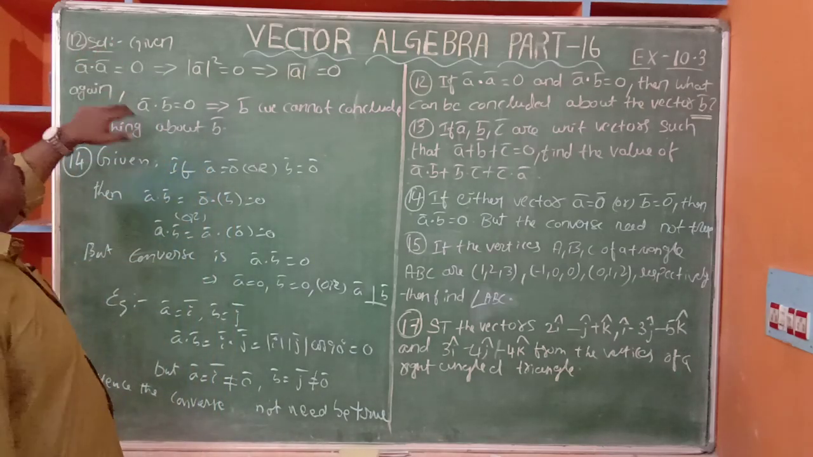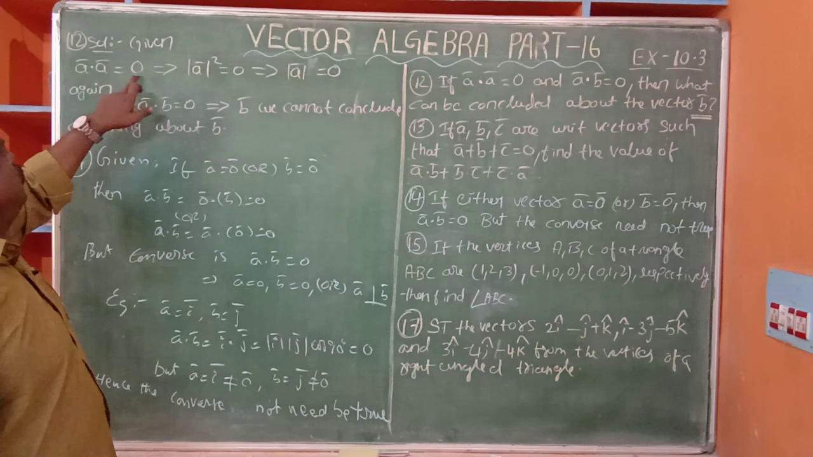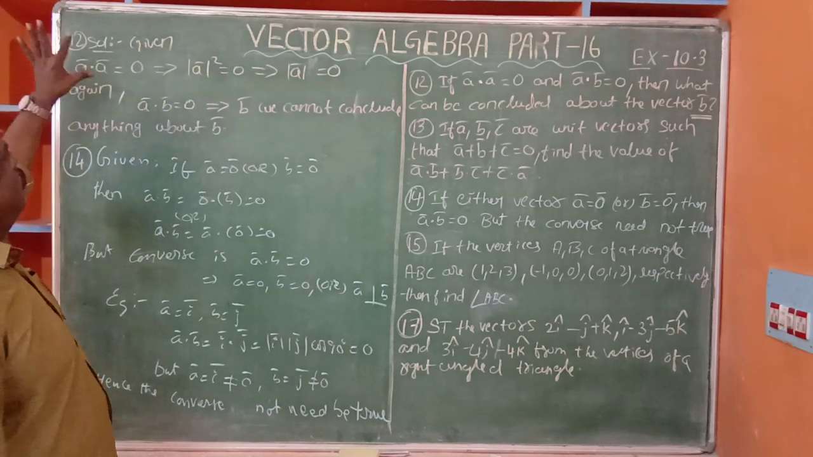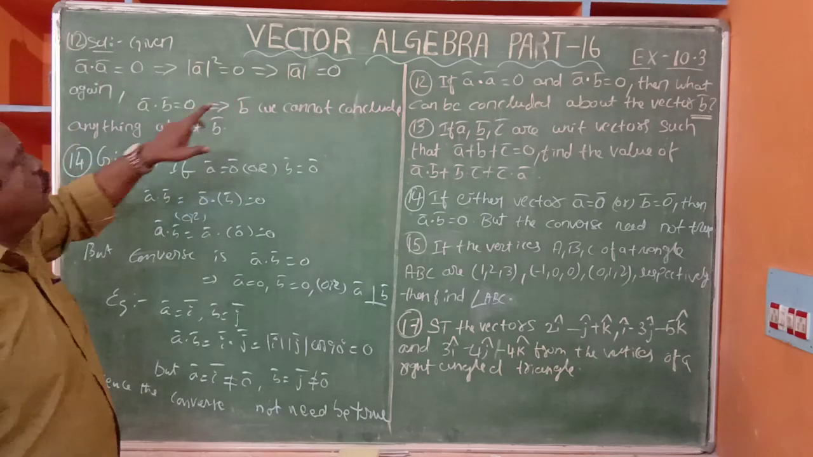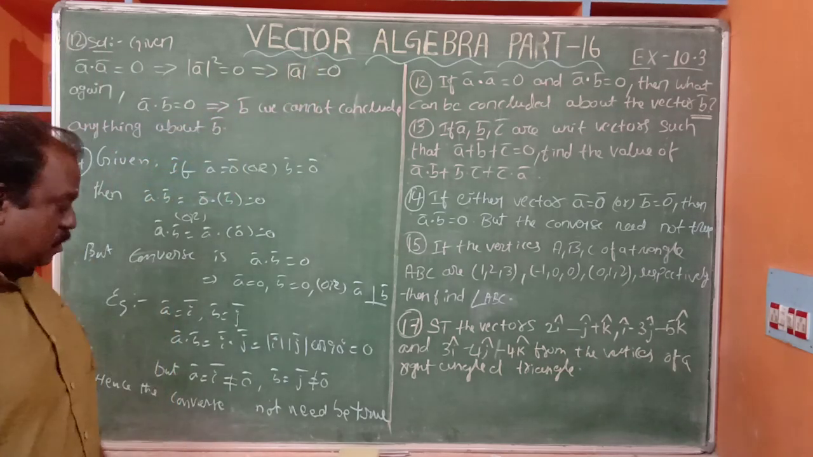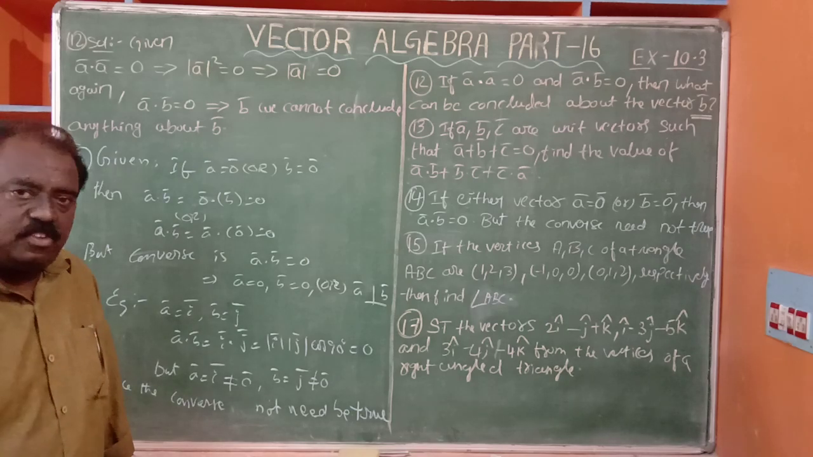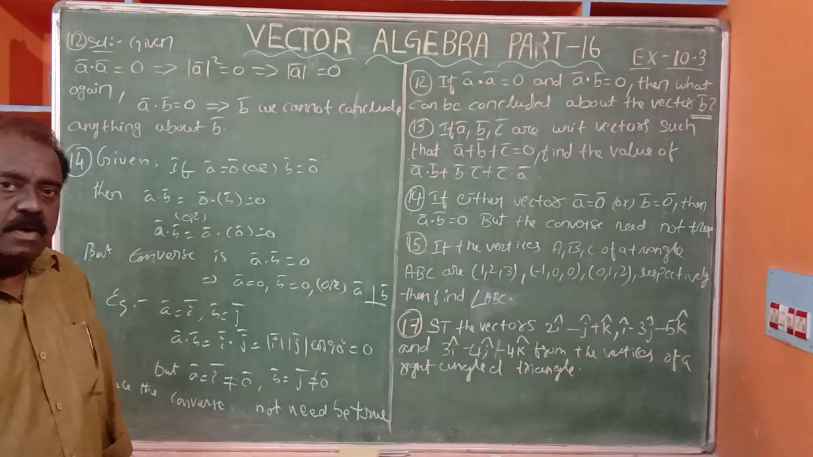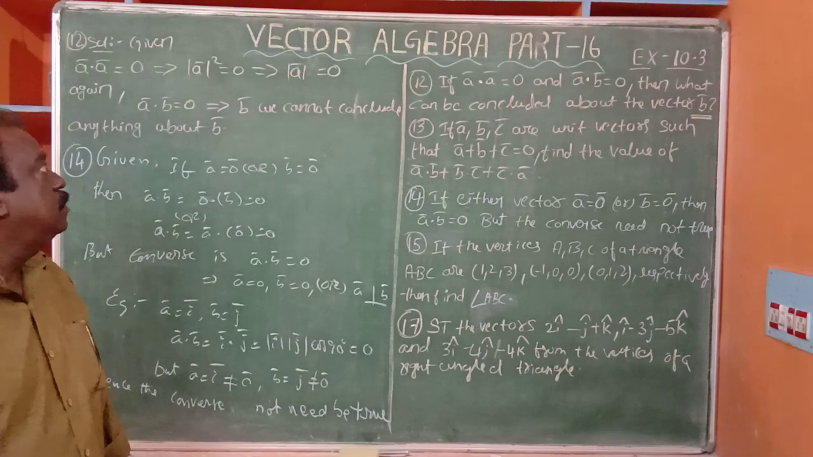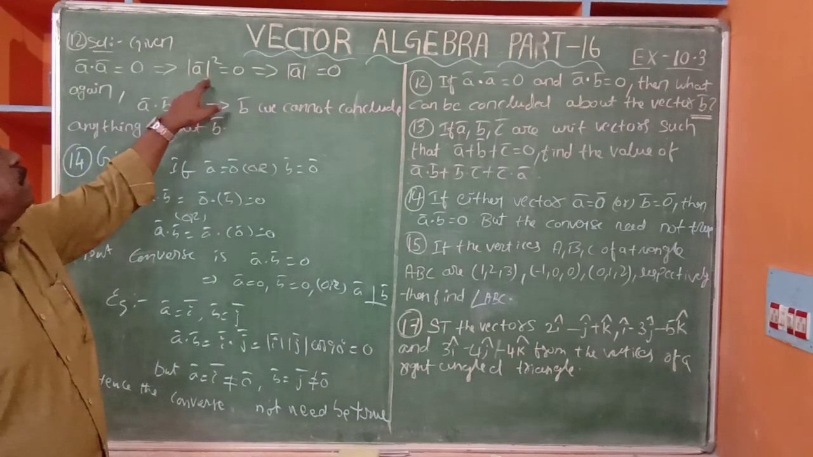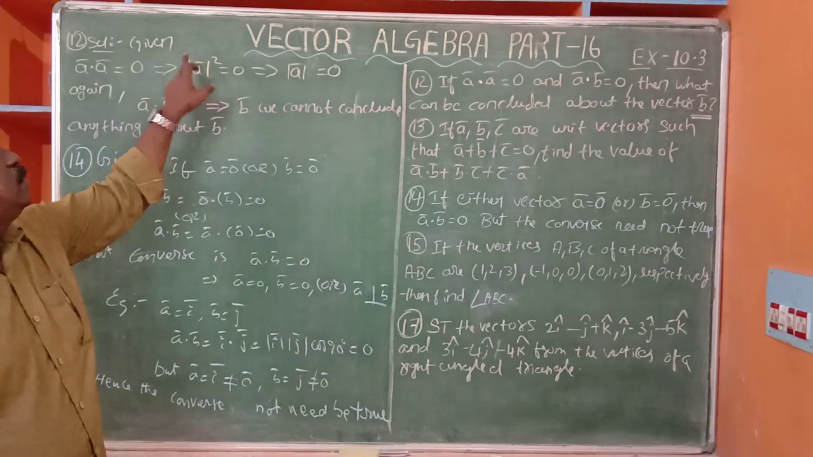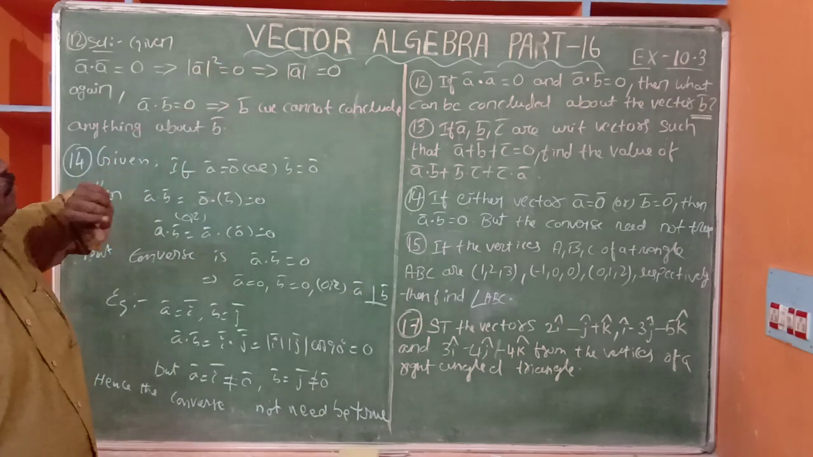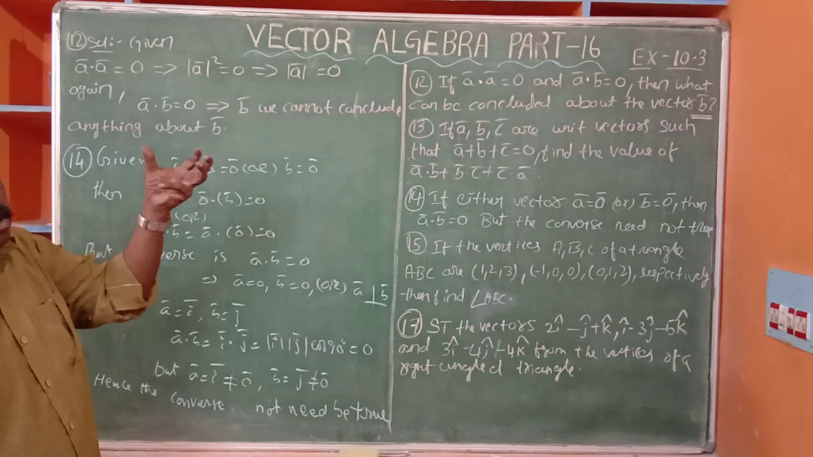The solution of the 12th problem: a bar dot a bar is given equal to 0. That is modulus of a bar square is equal to 0. That is modulus of a bar is equal to 0. Why? Because the dot product of a vector with itself is its magnitude square. A bar dot a bar is modulus of a bar square. We know it. So modulus of a bar square is equal to 0. That implies, square goes to that side, root 0 is 0. So modulus of a bar is 0. So the length is 0.